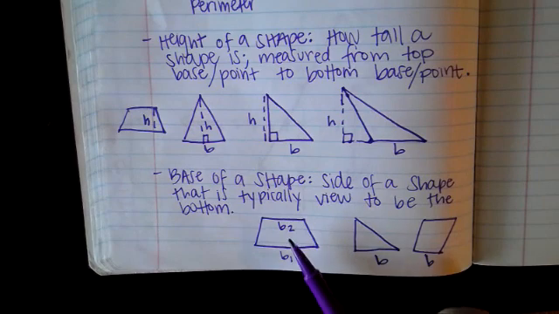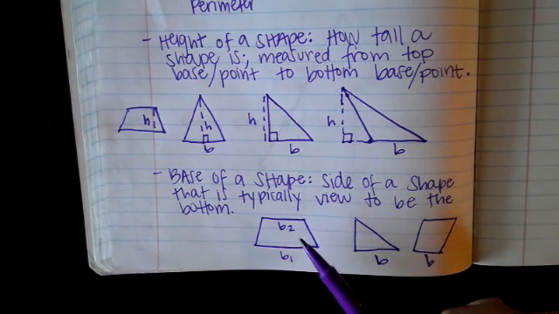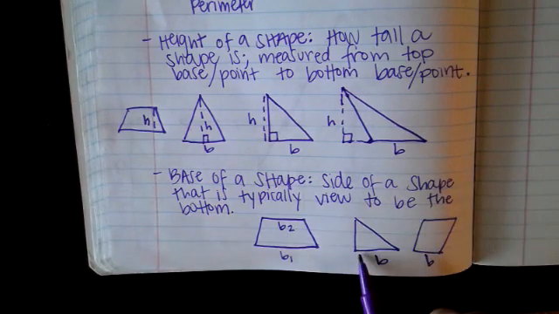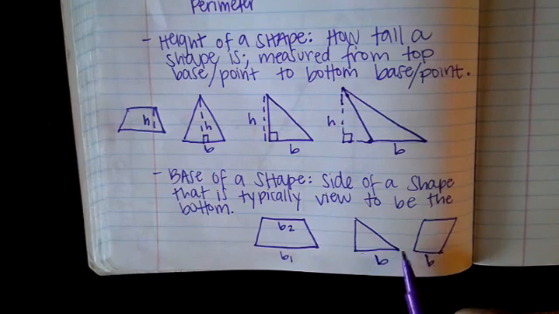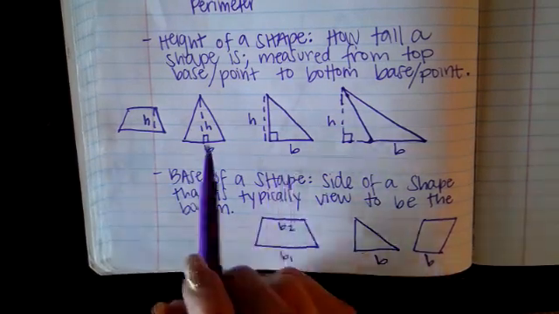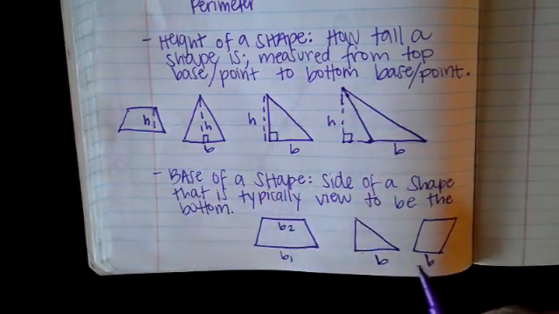So in a trapezoid, we have two bases technically. We have our bottom base and then our top base. And then in a triangle, it's typically the bottom part of the triangle. So in these triangles, you can see I labeled it up there. And a parallelogram, same thing. It's always the side of the shape that's typically viewed to be the bottom side of a shape.